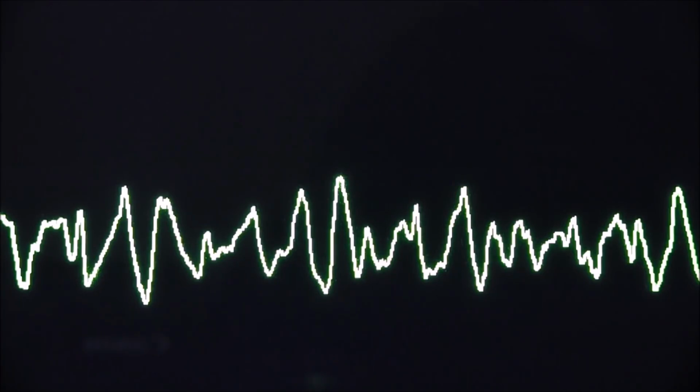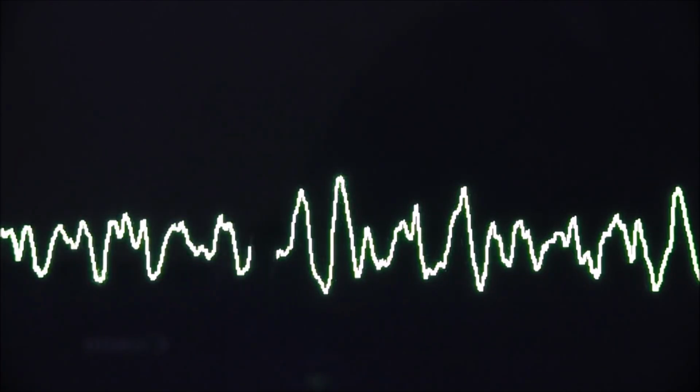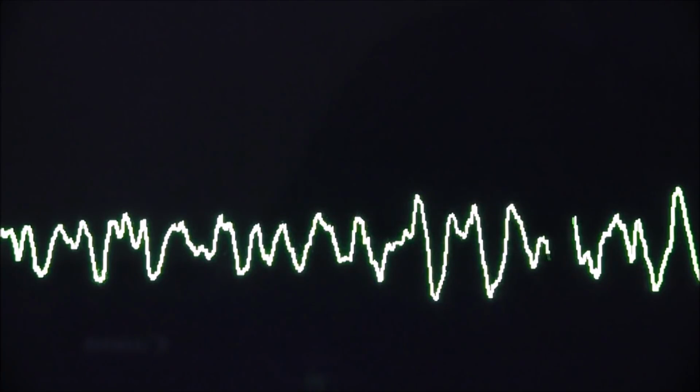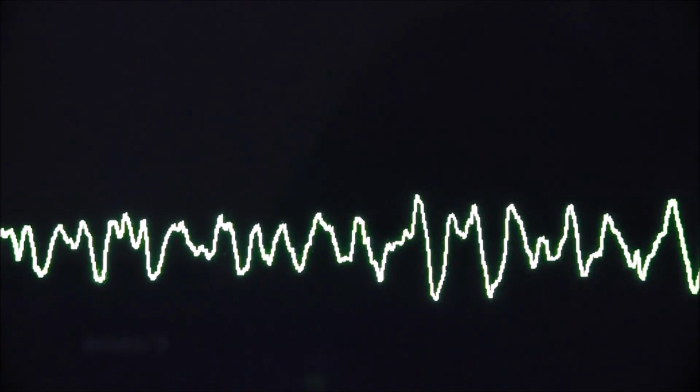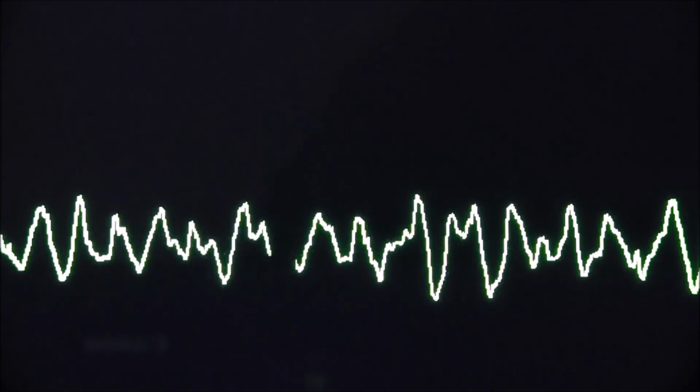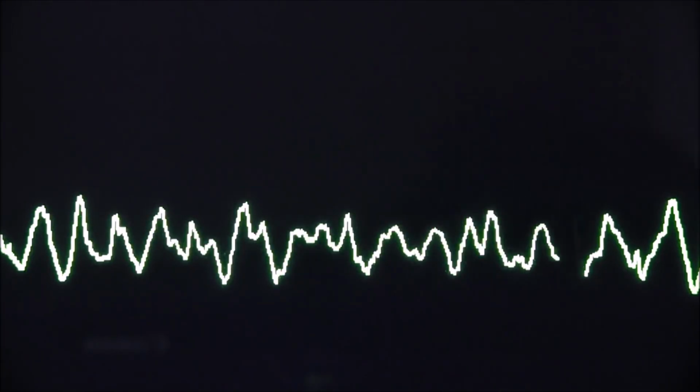And we notice the rhythm's irregular with poorly formed wide QRS complexes. And I would certainly classify this as a coarse ventricular fibrillation. But because we're not treating it, it'll become finer over time. We'll get a finer ventricular fibrillation.